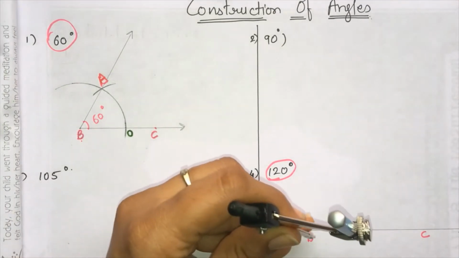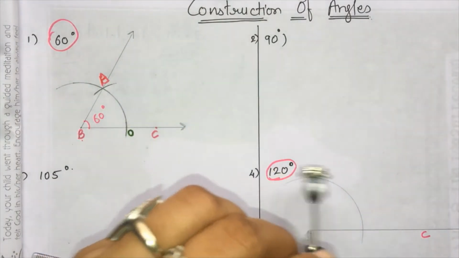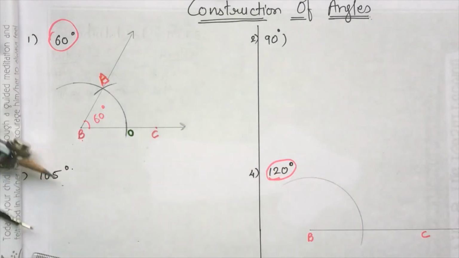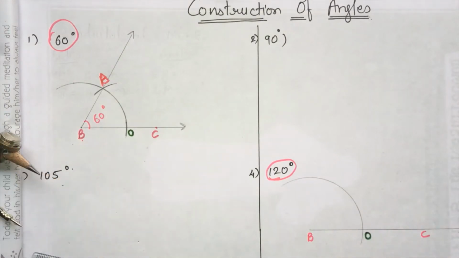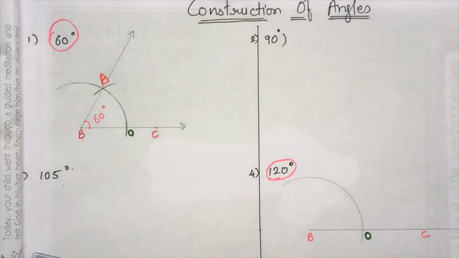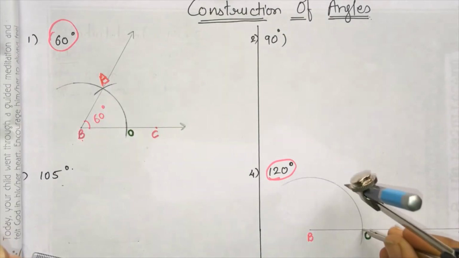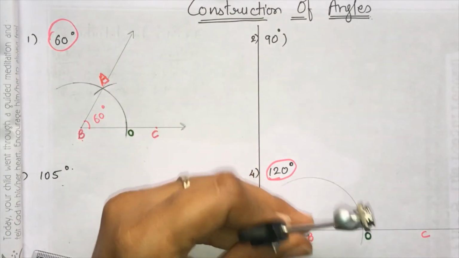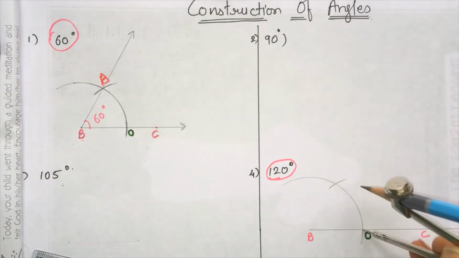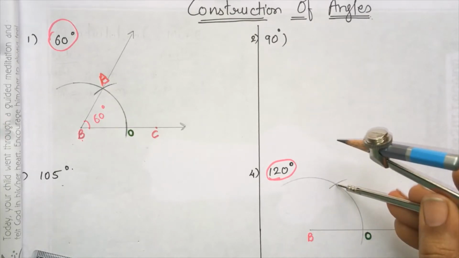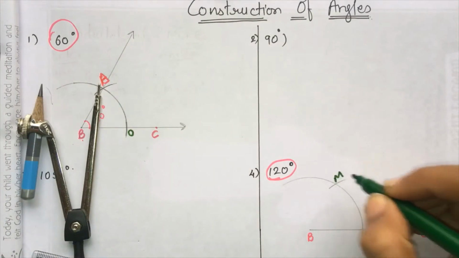Second step, choose any random radius, okay, and draw an arc, and the point of intersection we are going to name it as O. Now next step, same radius, I have not changed at all, same radius and center O. First our center was B, now our center is O. So from O we will draw one arc, okay, and this point of intersection we will name it as M.